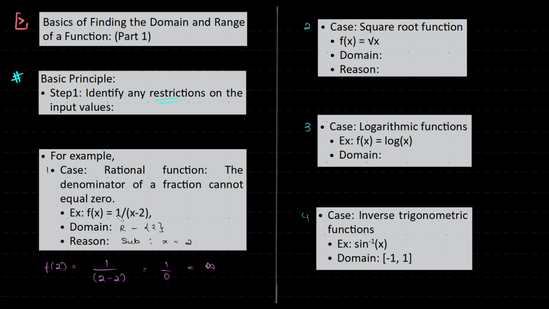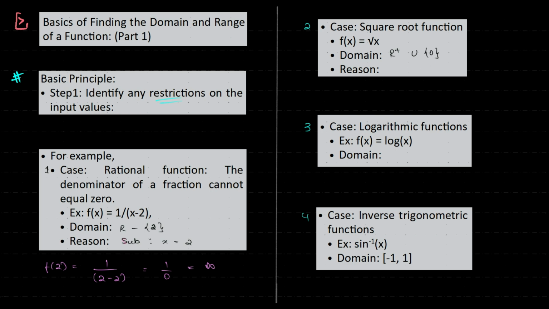So in such a scenario, we have to discourage that particular value from being part of the whole set of input values. Okay, right? Next thing, we're looking at square root. When it comes to square root, what is the domain? Yes, the domain is, can you guess? All the positive real numbers including 0.